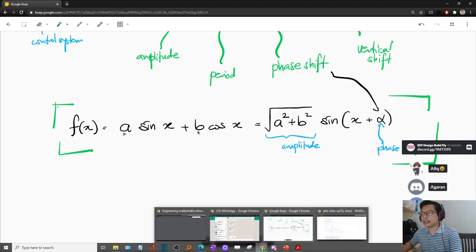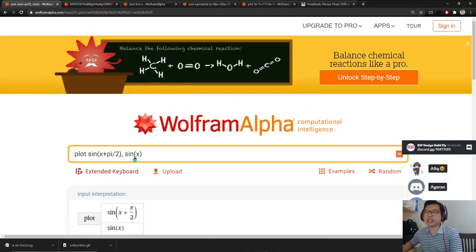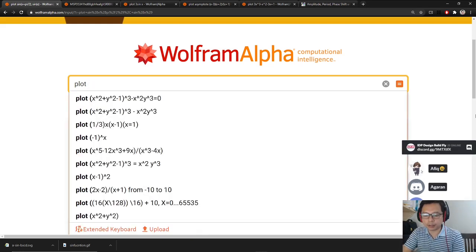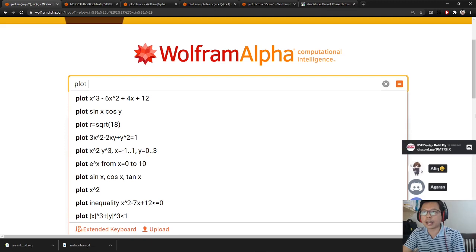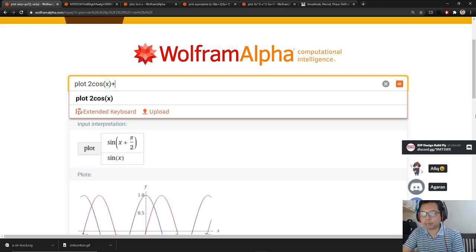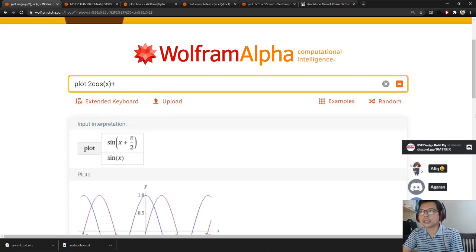Again, whenever I discuss algebraic interpretation, I always show you the graph as well. So let's say I have 3 cosine x plus 4 sine x.